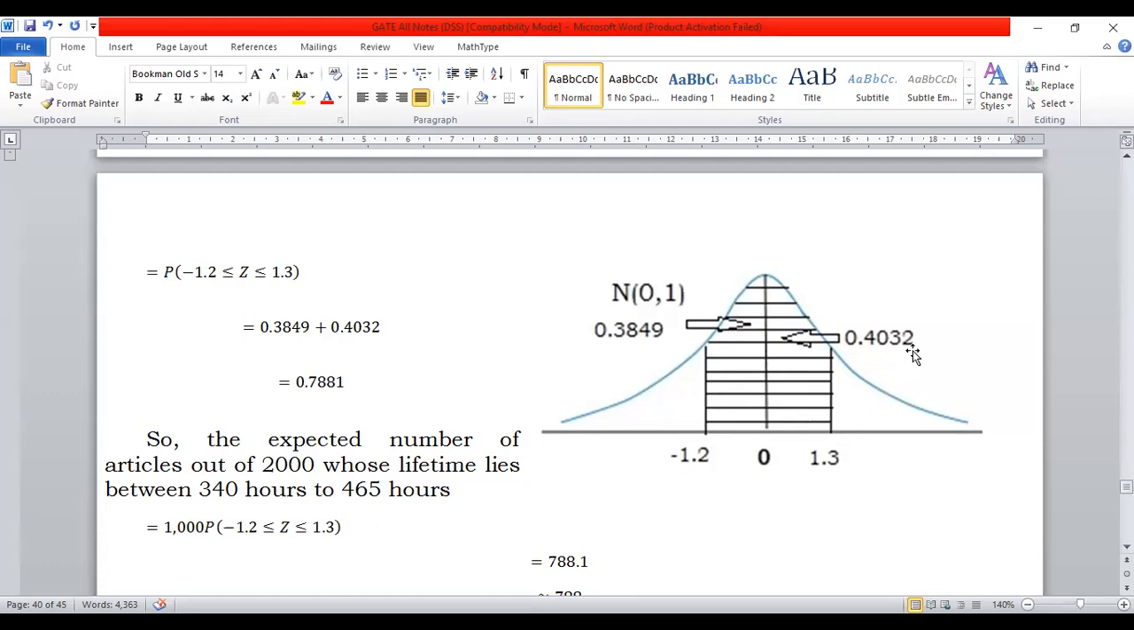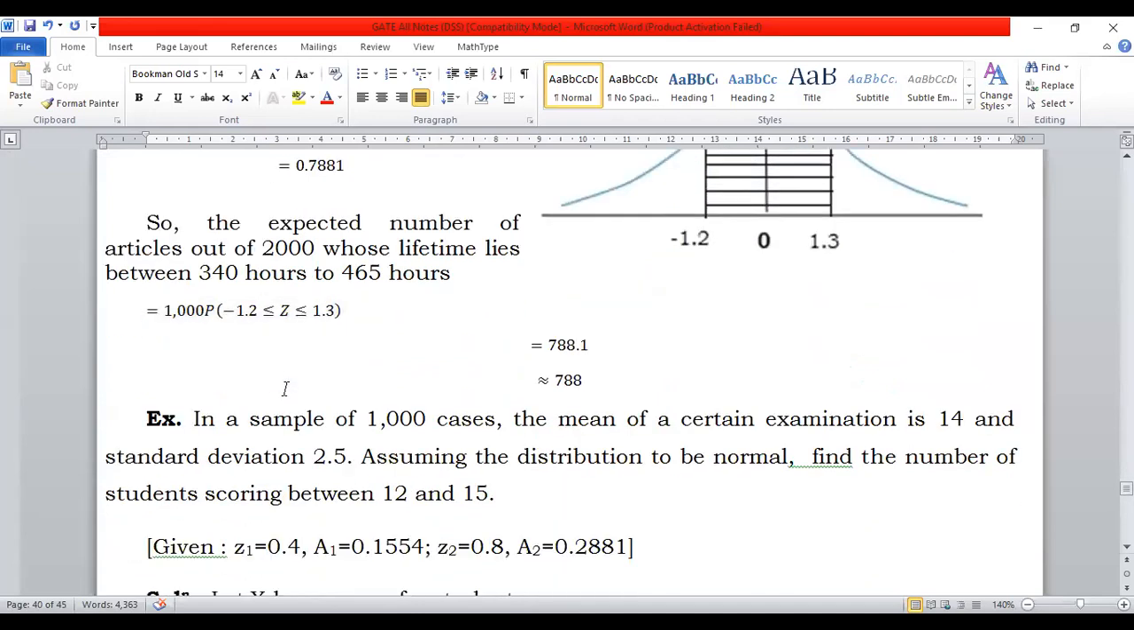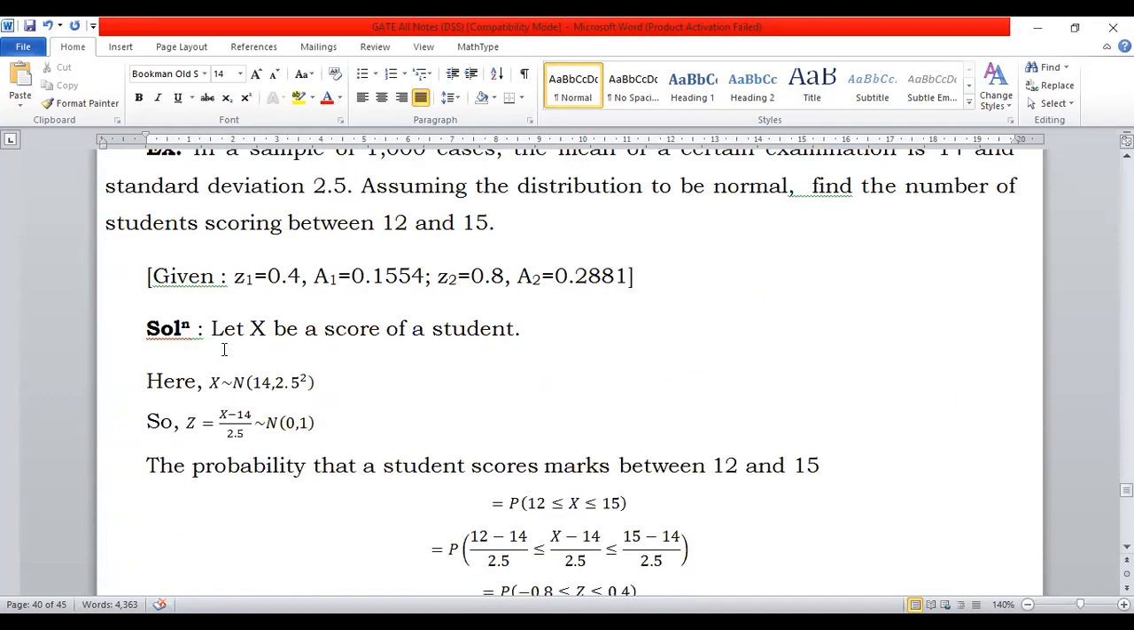Again, using symmetry, whatever the area between z equal to 0 and z equal to plus 1.2 is exactly the same as the area between z equal to minus 1.2 and z equal to 0. So using symmetry, we have to add this. So this was another variety. And then we have to multiply by so much number. Like this.